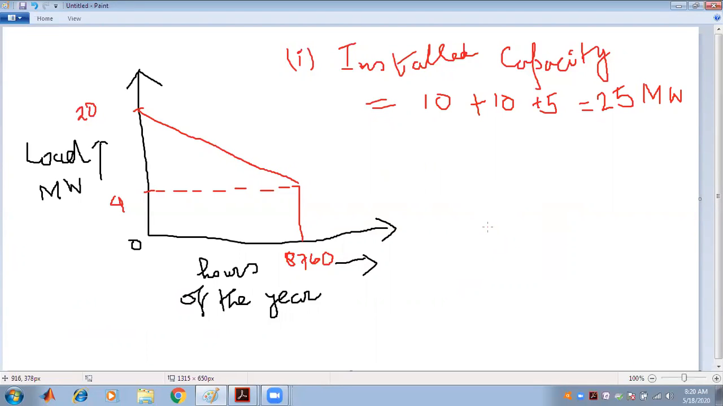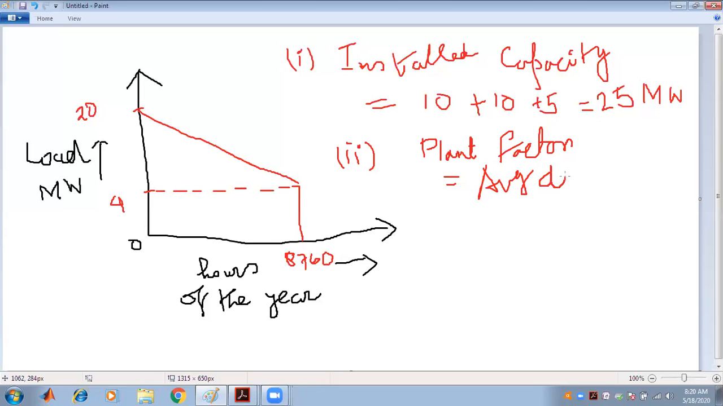The second one is the plant factor. So to find the plant factor for the second problem, the plant factor is also known to us. Plant factor equals average demand divided by plant capacity. Plant capacity is known to us. This is 25 megawatts. We have found 25 megawatts.